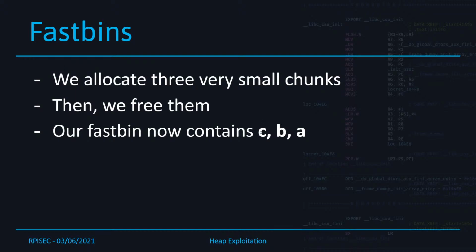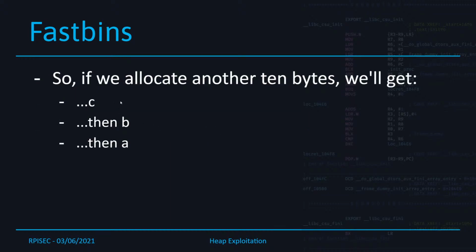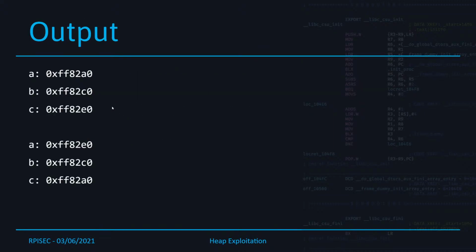C is on top because it was freed last. And so if I allocate again, C comes out, B comes out, A comes out. And if we have a look at these addresses here, that's indeed what happens. So I allocated and got a pointer to A0, then C0, then E0. And when I freed A, B, C in order, and then allocated A, B, and C again, I got E0, C0, A0. So this is predictable, and this is again for the sake of performance.